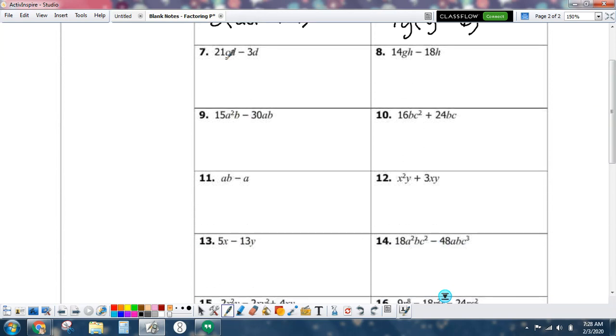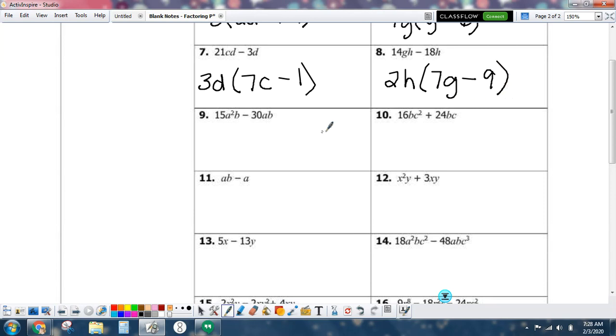For number 7, the common factor you can pull out of here is 3d. And then you're left with 7c minus 1. So when c doesn't have a match, it stays on the inside, but since both of these had a d, that's the one you pull on the outside. All right, try 8. Your common factor here is 2h. And you're left with 7g minus 9.